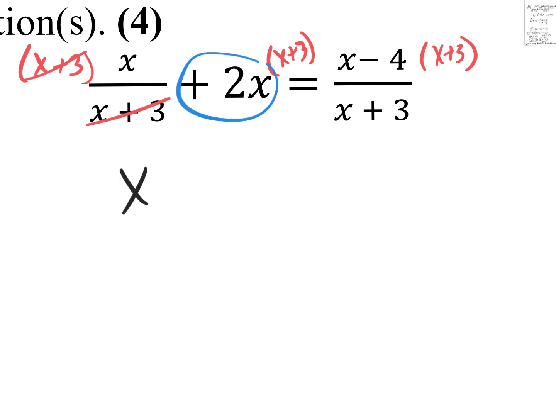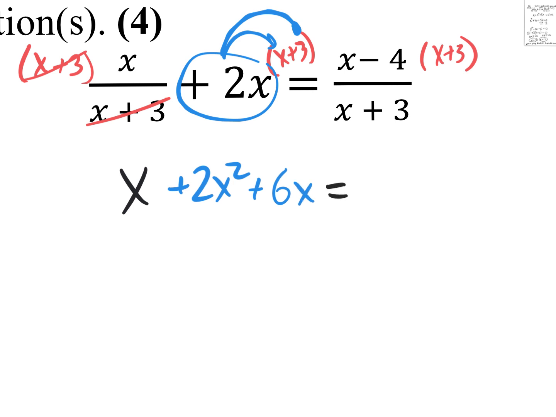How about this middle term? It's no longer a positive 2x. Positive 2x times x is a positive 2x squared. Positive 2x times 3, that's a positive 6x. You now have the equal sign. And over here, these guys actually cancel out as well. So you end up with a nice, beautiful x minus 4 on the right side of the equal sign.